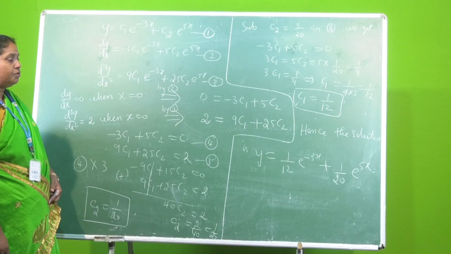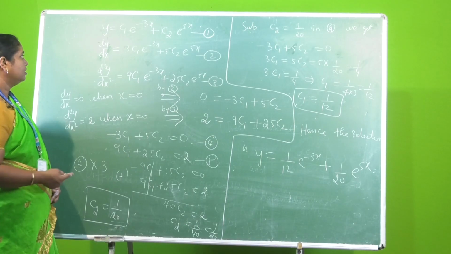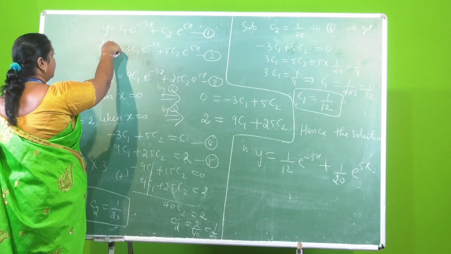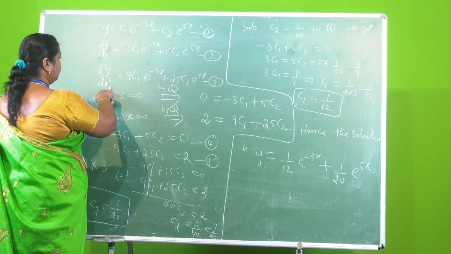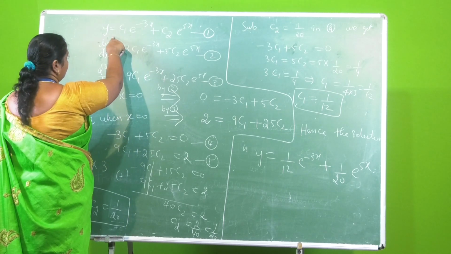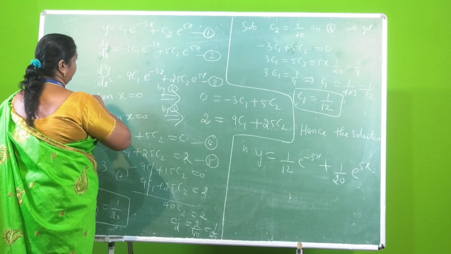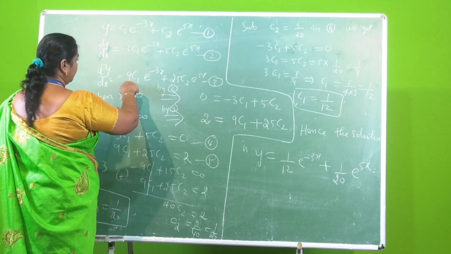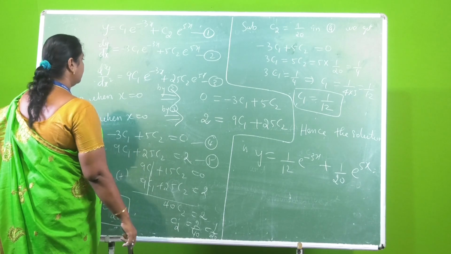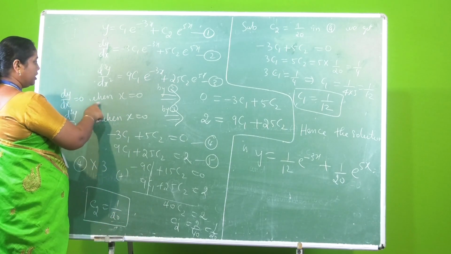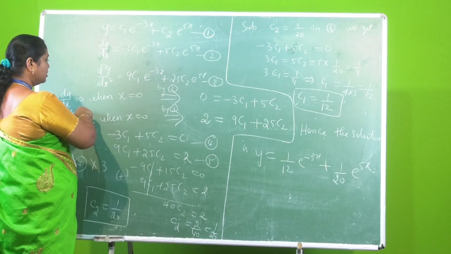So now we have the general solution y, dy by dx, and d square y by dx square. Let us call this equation number 1, y equal to c1 e power minus 3x plus c2 e power 5x, dy by dx as equation 2, and this is equation 3.